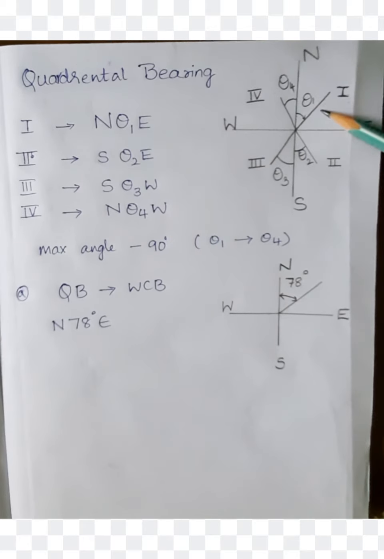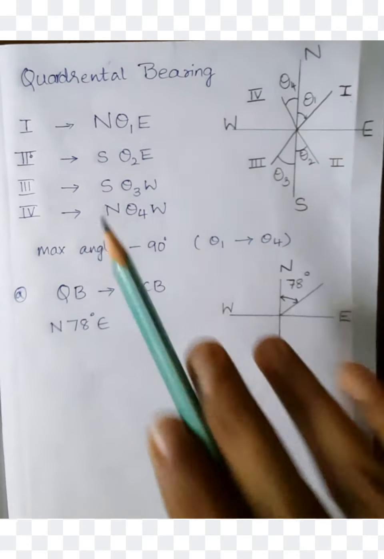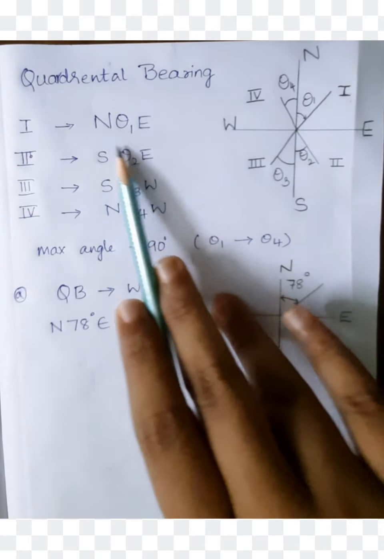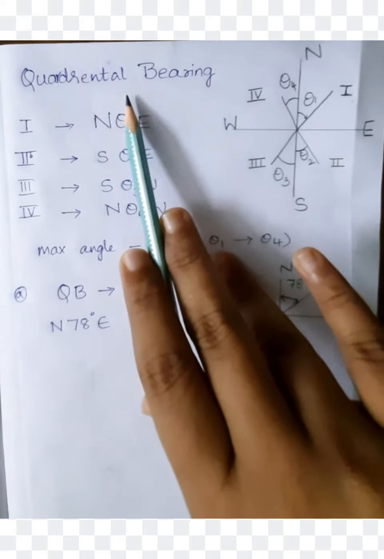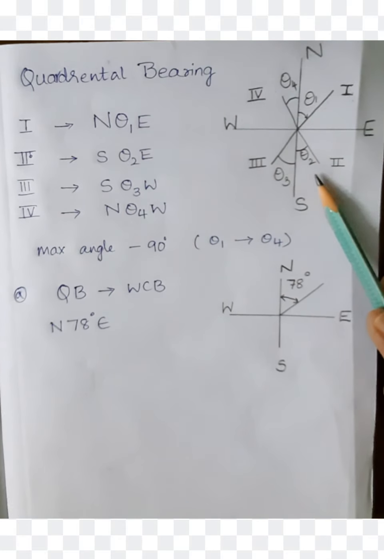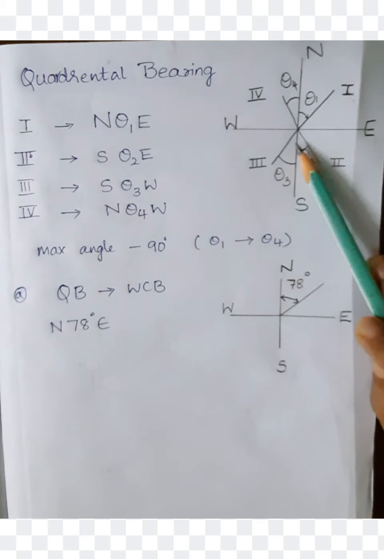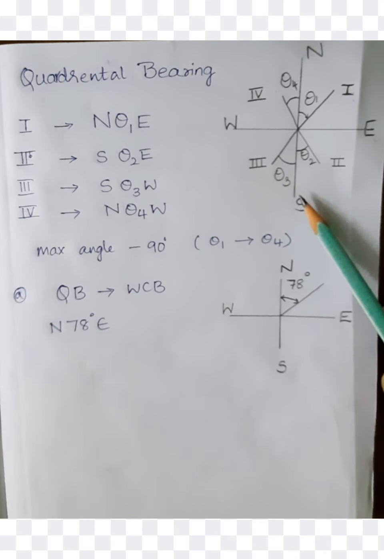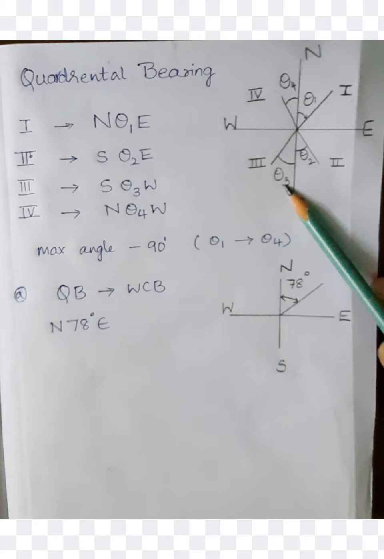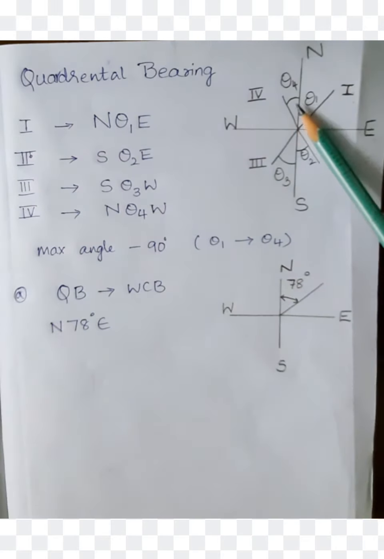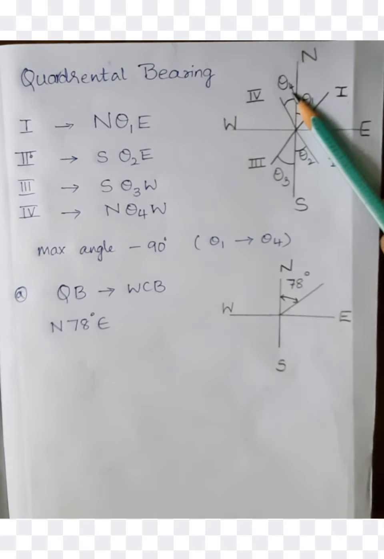The first angle is theta 1. I will designate this theta 1 in the quadrantal bearing system as north theta 1 east. I'll mention directions also in quadrantal bearing. Coming to theta 2, this will be designated as south theta 2 east. Coming to the third angle, theta 3 in the third quadrant, that will be designated as south theta 3 west. And the fourth angle, theta 4, will be written as north theta 4 west.